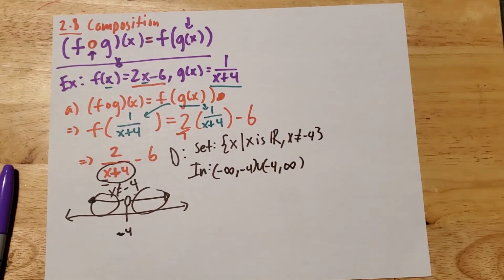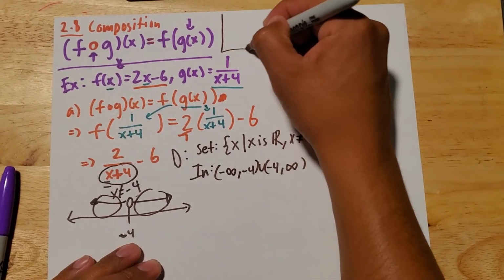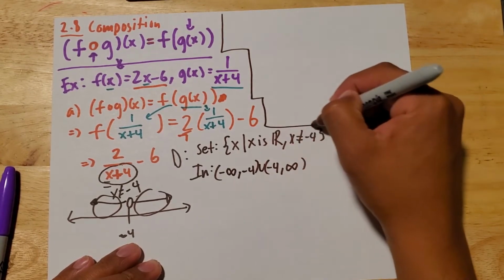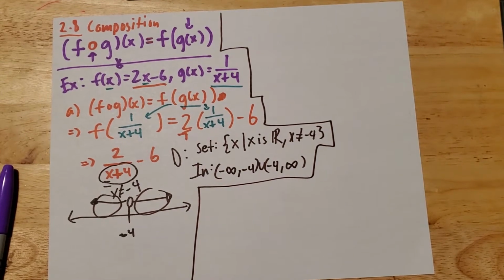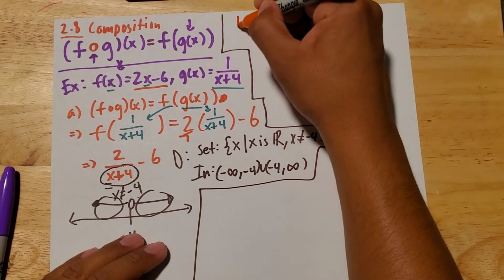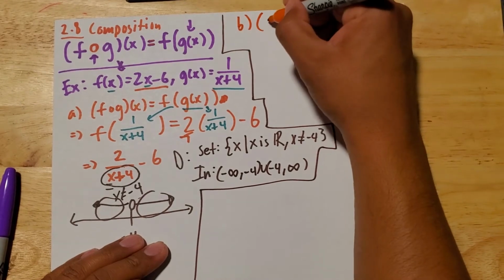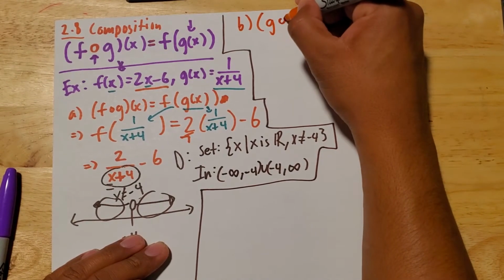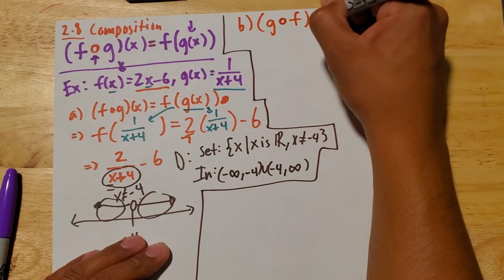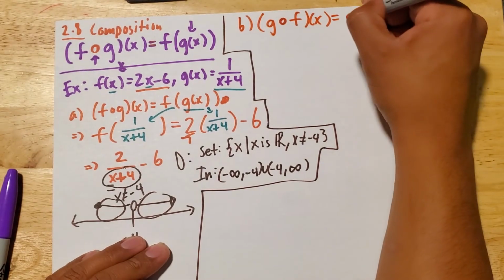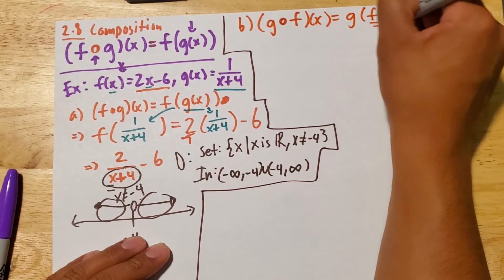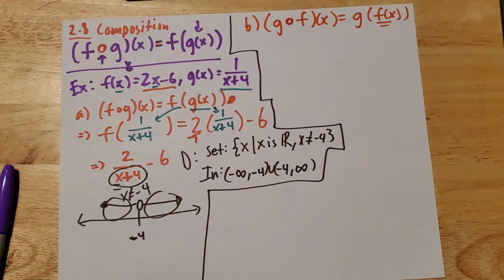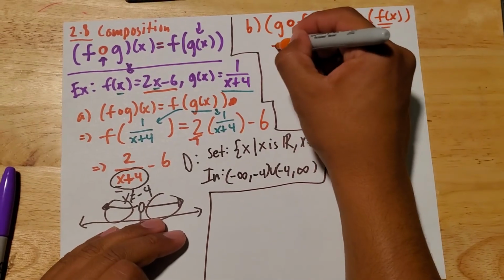But now, let's try to find the opposite, or the reverse. g of f of x. Now what's happening here is that we're going to take the f and now we're going to plug it in to g. So we can do that now.